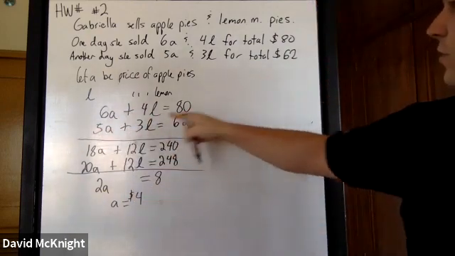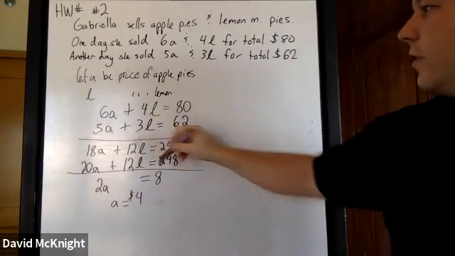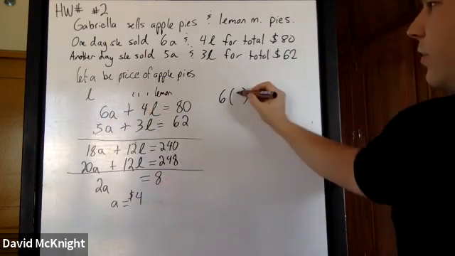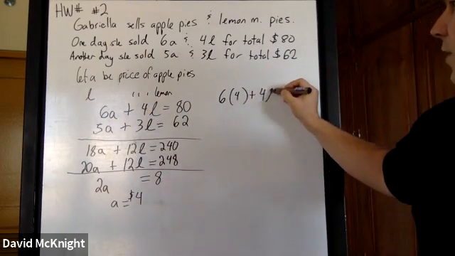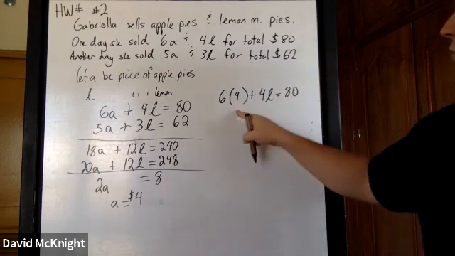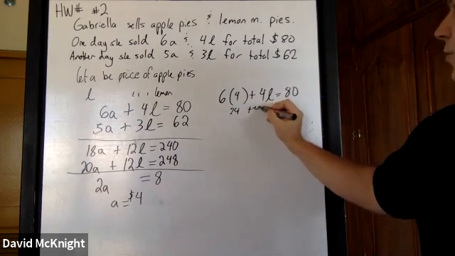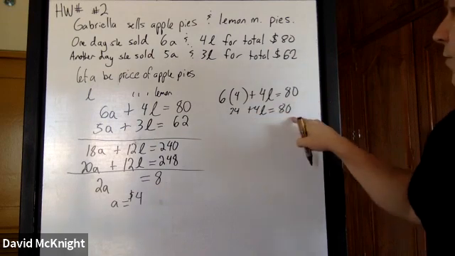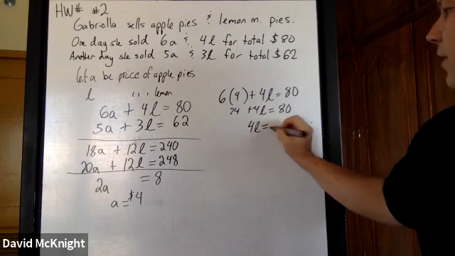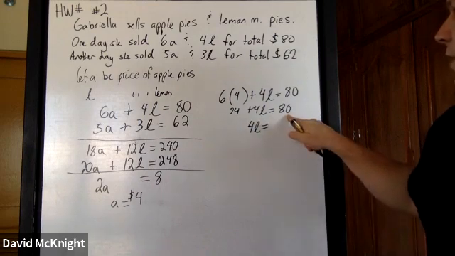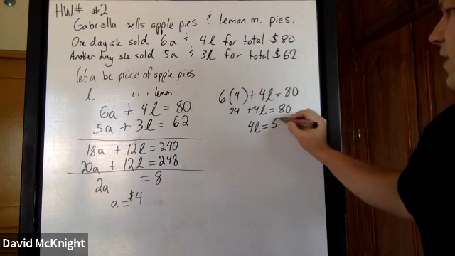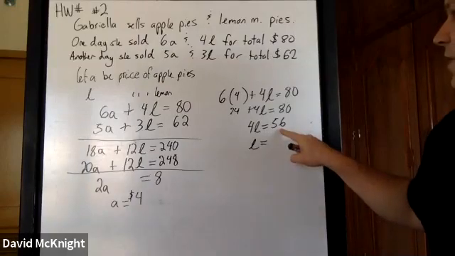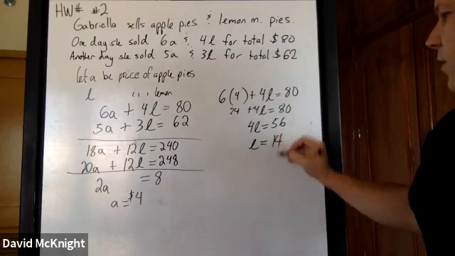So let's go back to here and we'll substitute. So 6 times the price of the apple pies, which is $4, plus 4L is equal to 80. Okay, so that gives us 24 plus 4L equals 80. We need to isolate 4L first, subtract 24. So 4L is, if we subtract 20 that would be 60 and another 4 would be 56. So L, if we divide by 8, it would be 7. So it'd be double that, $14.